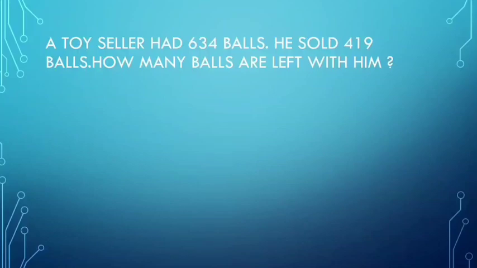After reading the statement, we understood that a toy seller had how many balls? Yes, total number of balls are 634. Out of 634 balls, he sold 419 balls. We need to find out how many balls are left with him.